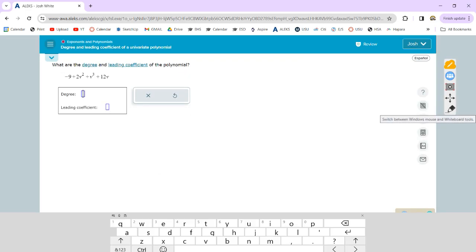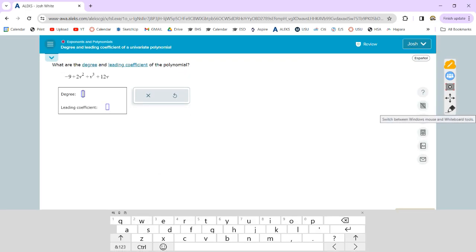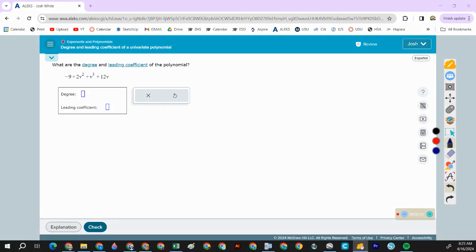All right. Here is a polynomial with 4 terms, and we want to know what is the degree of the polynomial and what is the leading coefficient. Degree and leading coefficient are going to be very important later. So the degree of a polynomial just means the biggest exponent. So the biggest exponent in this polynomial is a 3.